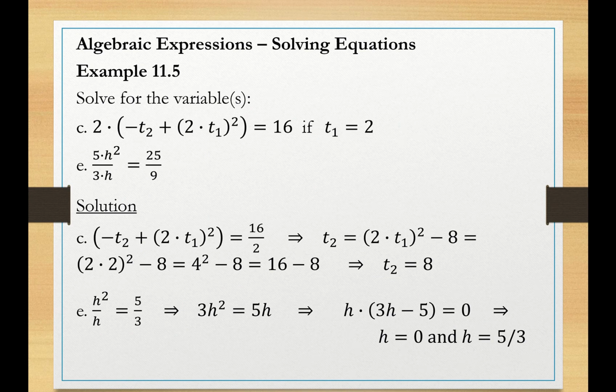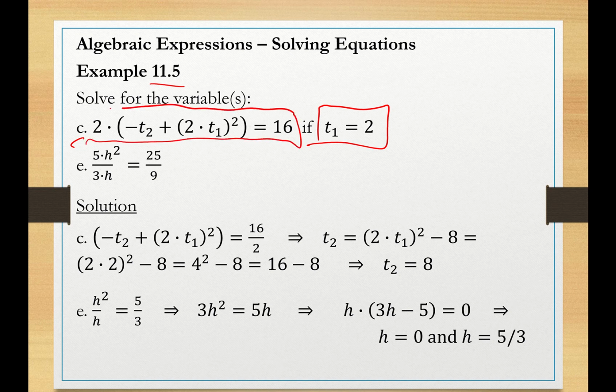Okay, so let's go through example 11.5. Here I'm asking you to solve for the variables, and in this case, in C, I'm giving you t1 is equal to 2. What I will ask you to do is, please do not substitute t1 equals 2 into the equation prior to solving and reorganizing this equation for t2. It's not a good practice. So I would like you first to solve for t2 and finally substitute 2 for t1 there and solve it, okay? It's a good practice. Always reorganize your equation for the variable first.